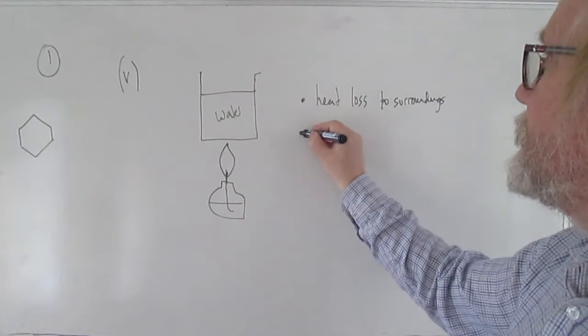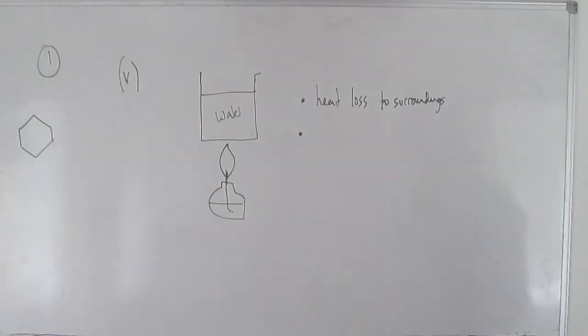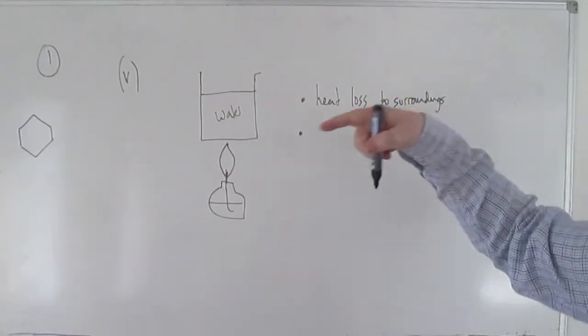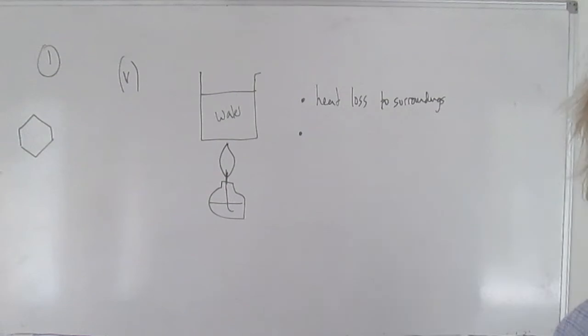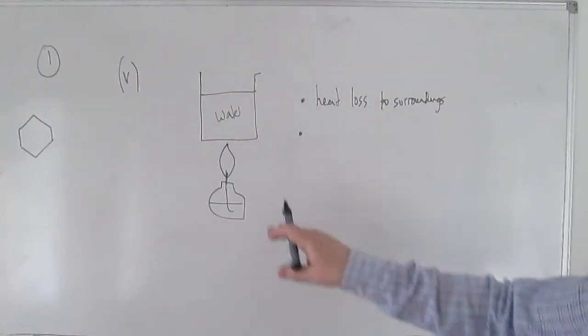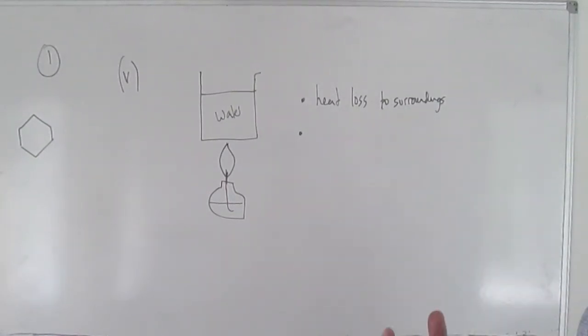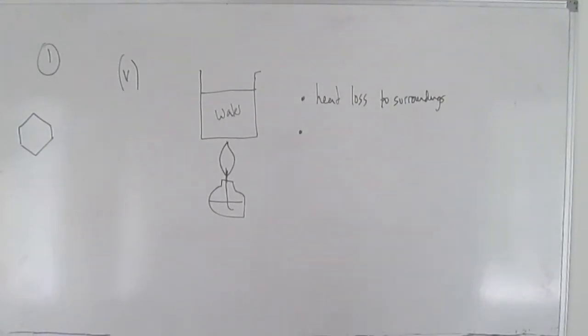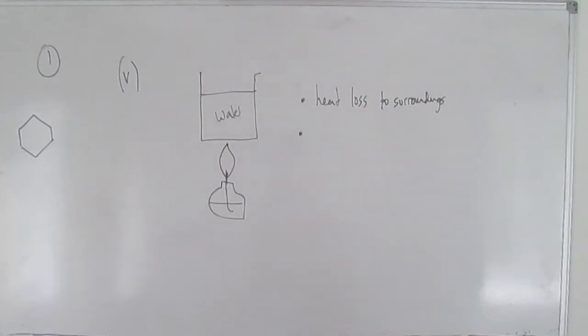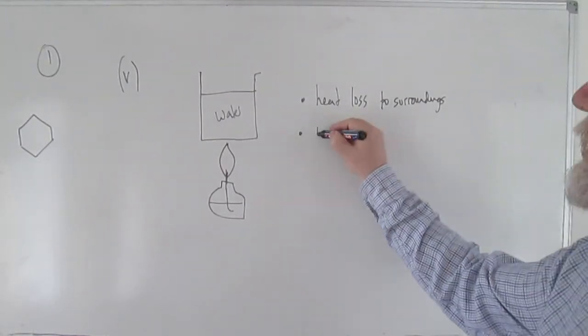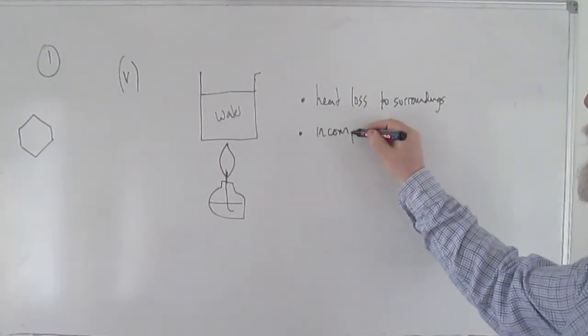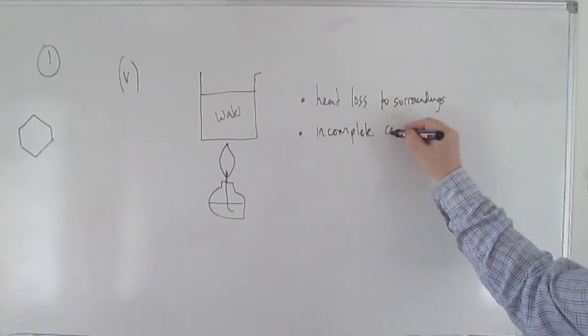Another one, which is potentially a significant problem, is that you may not get complete combustion. Some of the cyclohexane might burn to produce CO2, but some of it might produce carbon monoxide or even carbon in an incomplete combustion process, and they will have different enthalpy changes. In general, they're less exothermic than complete combustion. So incomplete combustion would be a potential big issue.